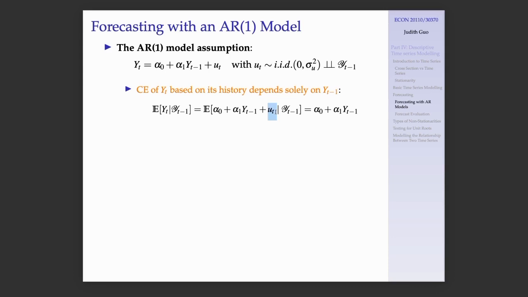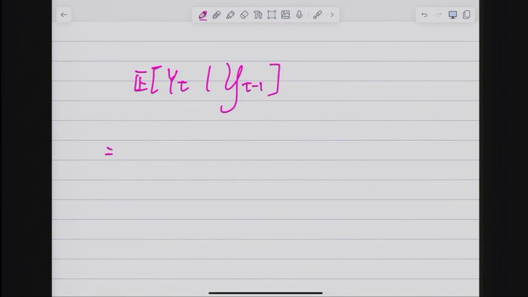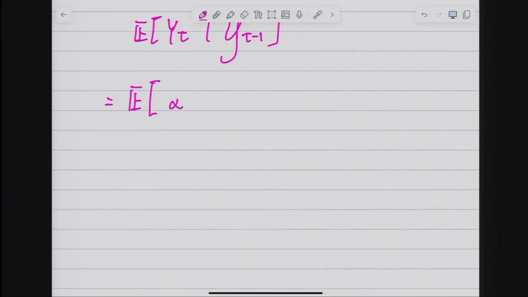And remember on Friday, we've said that the conditional expectation of the variable given itself is just equal to itself. The best prediction one can make about one variable, if that variable is given, is of course equal to that particular variable. So what we have here is the conditional expectation of Y_t given all past history.